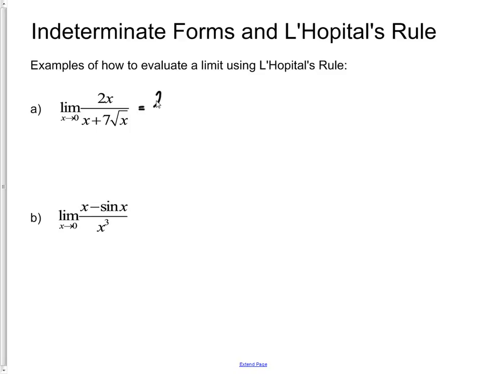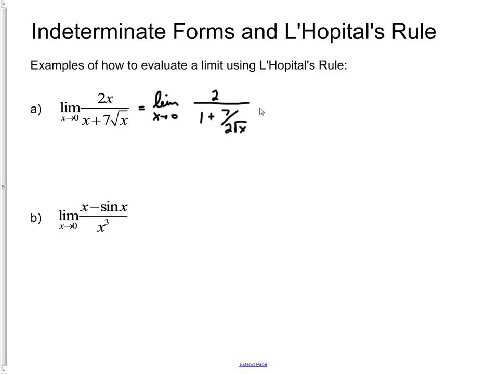Okay, so that means we're going to have to start taking a couple of derivatives. We're going to take our limit as x approaches 0 of the derivative of 2x, well that's 2, divided by the derivative of x plus 7 square root of x. If we work that out, that's 1 plus 7 divided by 2 times the square root of x. And I don't like carrying too many extra square roots and fractions within fractions. It makes me a little nervous.